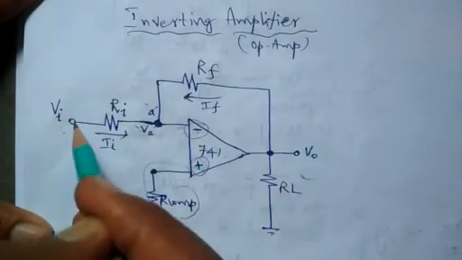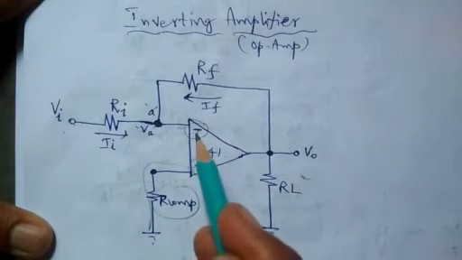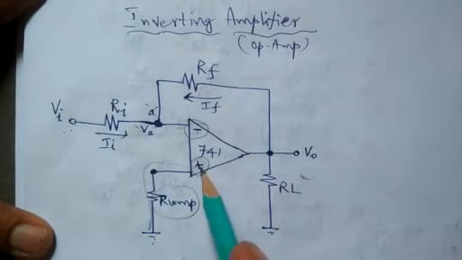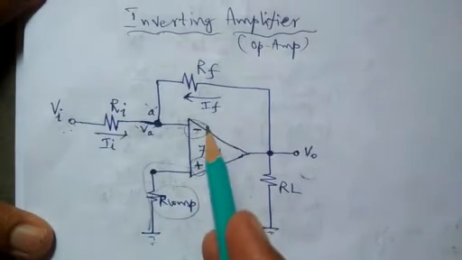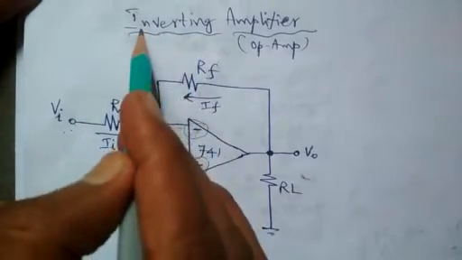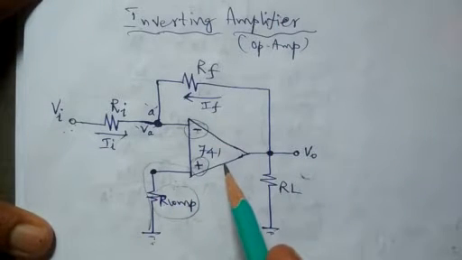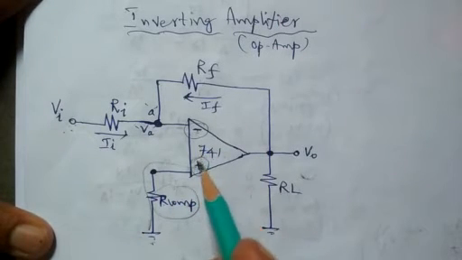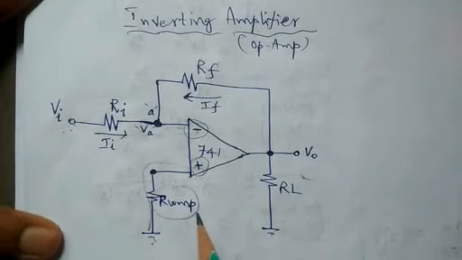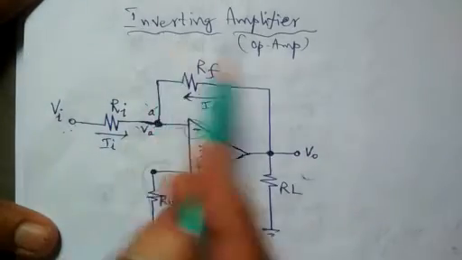The inverting input terminal is connected to the input Vi and the non-inverting terminal is grounded. So if the inverting terminal is connected to the input, the amplifier configuration becomes an inverting amplifier, and the non-inverting terminal must be grounded. So this is the reason for choosing the name inverting amplifier for this particular circuit.